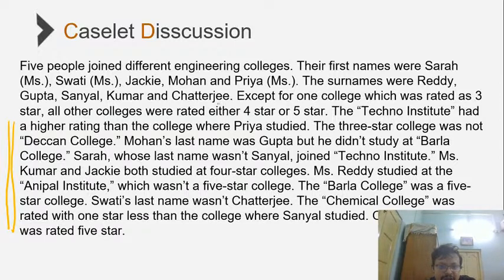Be careful, there are 5 parameters that you need to deal with: engineering college, first name, surname, college ratings, and of course the gender part. So all these 5 parameters you need to take care of using the clues that are given, and always at each juncture try and make use of the question options to your advantage. They'll help you get out whenever you're feeling stuck in the set.